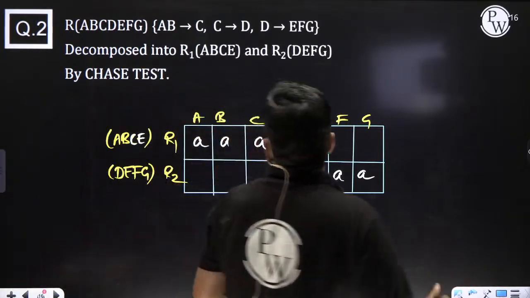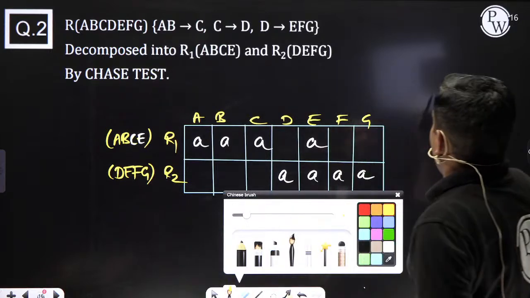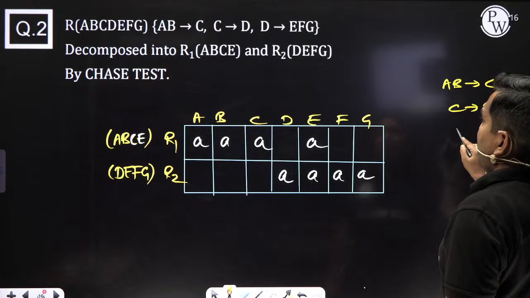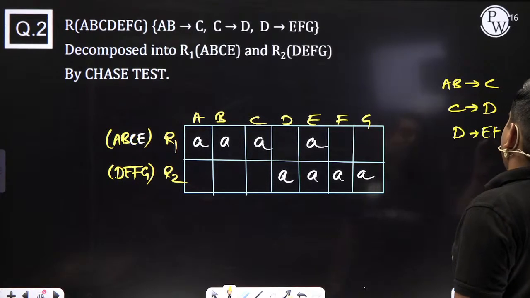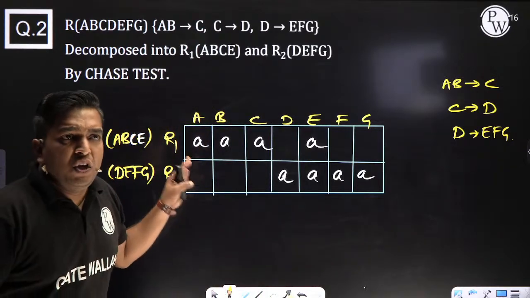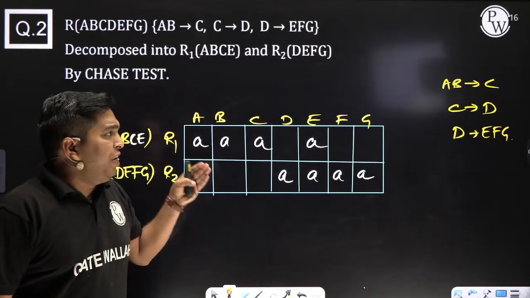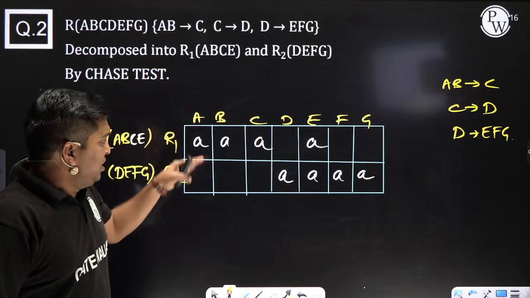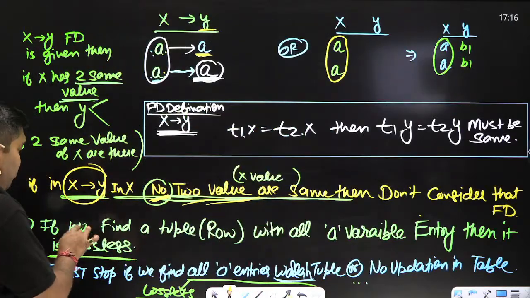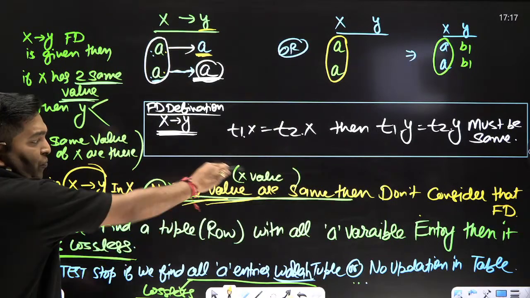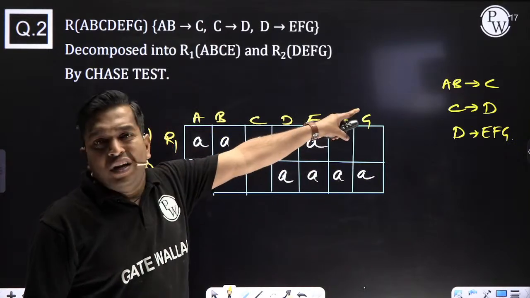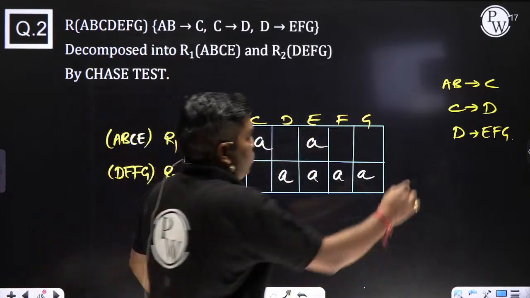Very good, bacha. Now we will write the FDs. Here A to B, C to D, and D tends to F, G. Okay, bachcho, first of all, A, B to C. You can't apply it, because there are no two values of AB, here you are getting only one value. What I told, my dear, is that if no two values of X are the same, then don't consider that FD. Getting my point? Here no two values of AB are there, so this FD you can't apply.